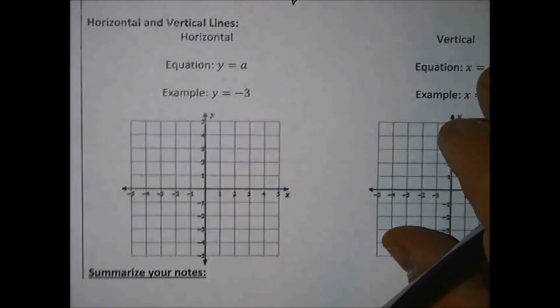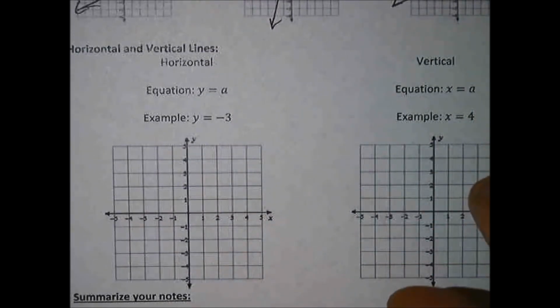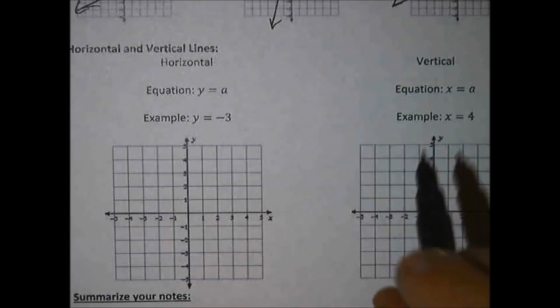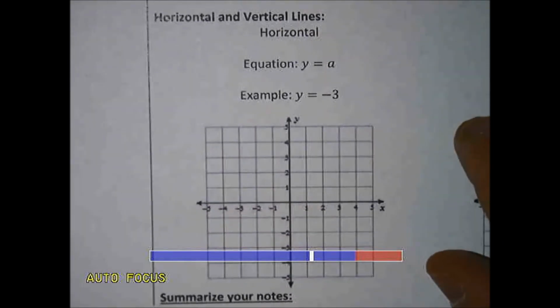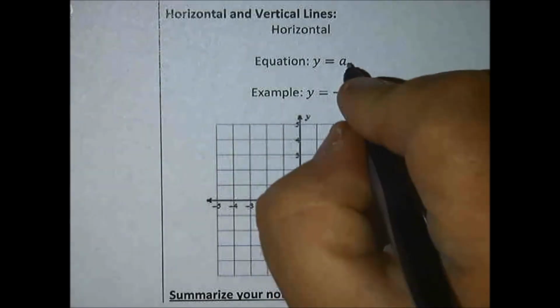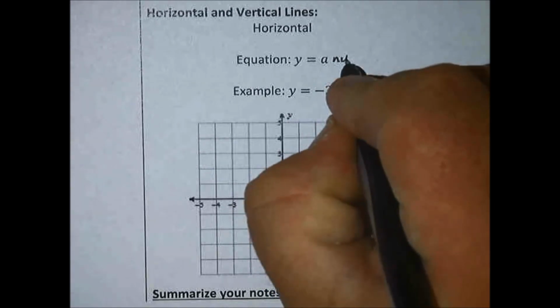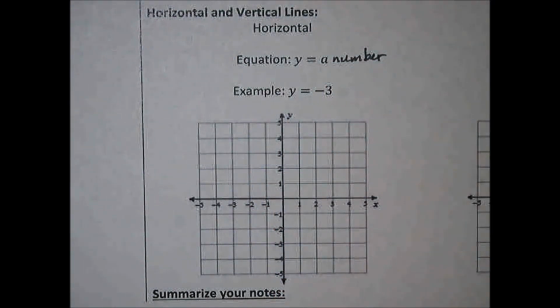Let's wrap this up with a little talk on horizontal and vertical lines. This will only take a second. So when we're dealing with horizontal lines, let's just focus on one at a time. So horizontal lines. The equation is y equals a number. This might as well say a number. Okay? Y equals a number is a horizontal line.